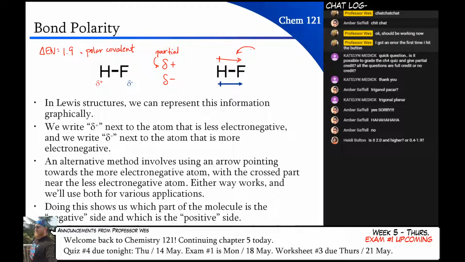All right, so that's how we represent polarity. A molecule is polar if it has a big enough difference in electronegativity, and that results in electrons being shifted towards one atom over the other within a bond.